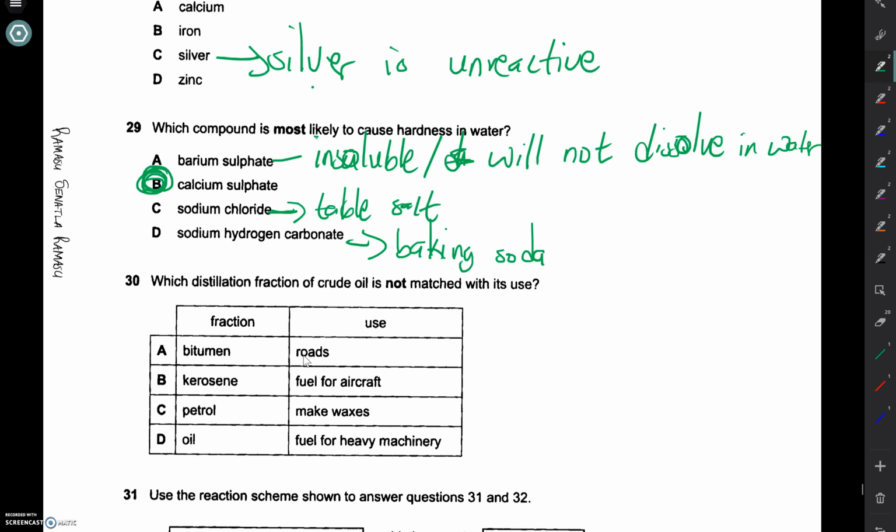30 says which distillation fraction of crude oil is not matched with its use? Well, bitumen is used for roads. It's nearly the same thing as tar. Kerosene is used as fuel for aircraft. Petrol is used for car engines or fuel for vehicles. So your answer there would be petrol, because oil is used for heavy machinery. So the answer there is petrol.